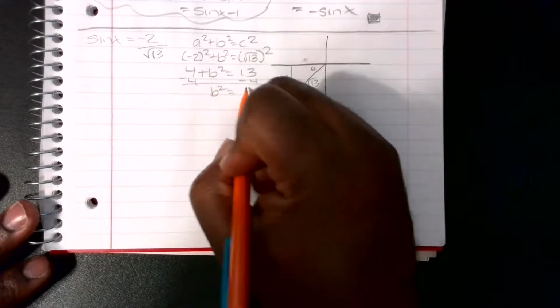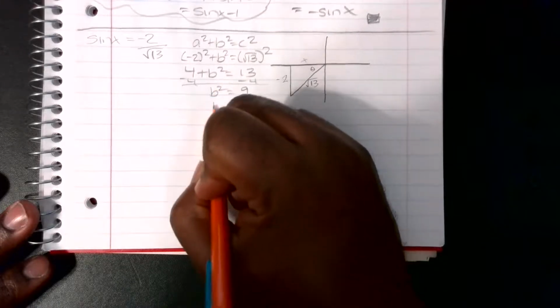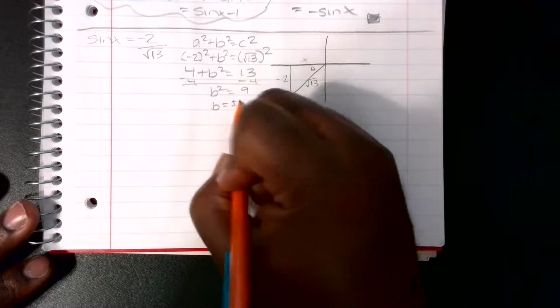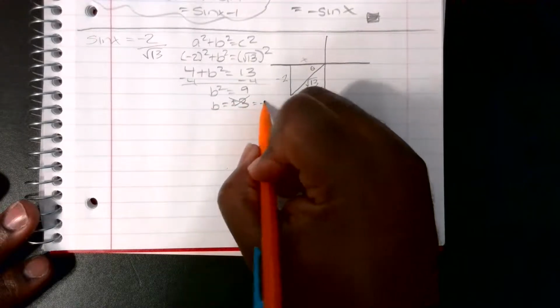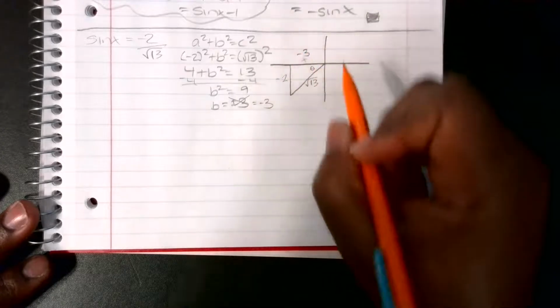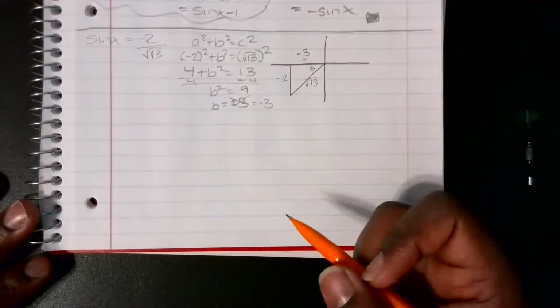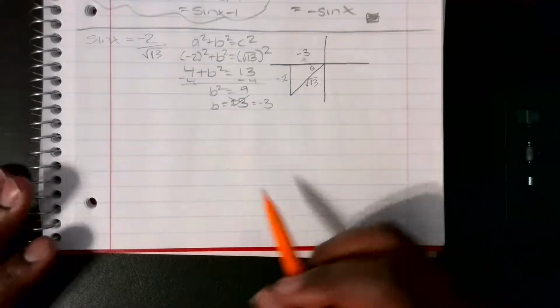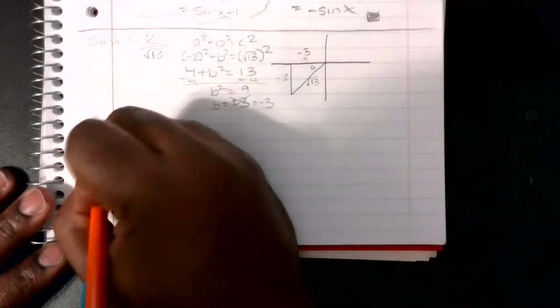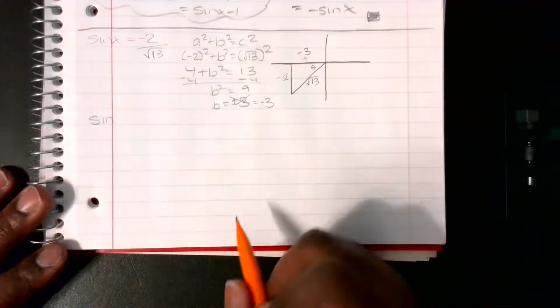B squared is equal to 9. So b is equal to plus or minus 3. But in our case, it will be negative 3 because we are in the third quadrant. Okay. So same thing as always.